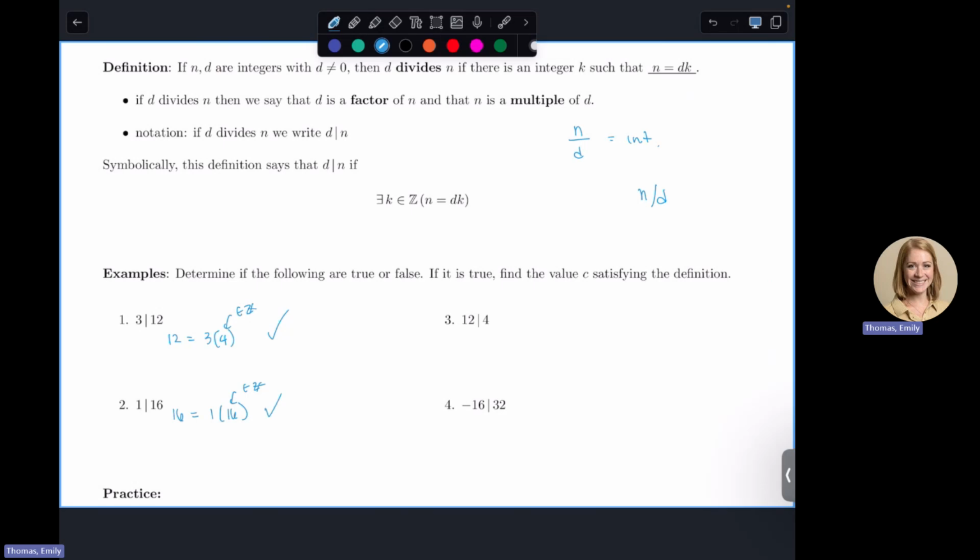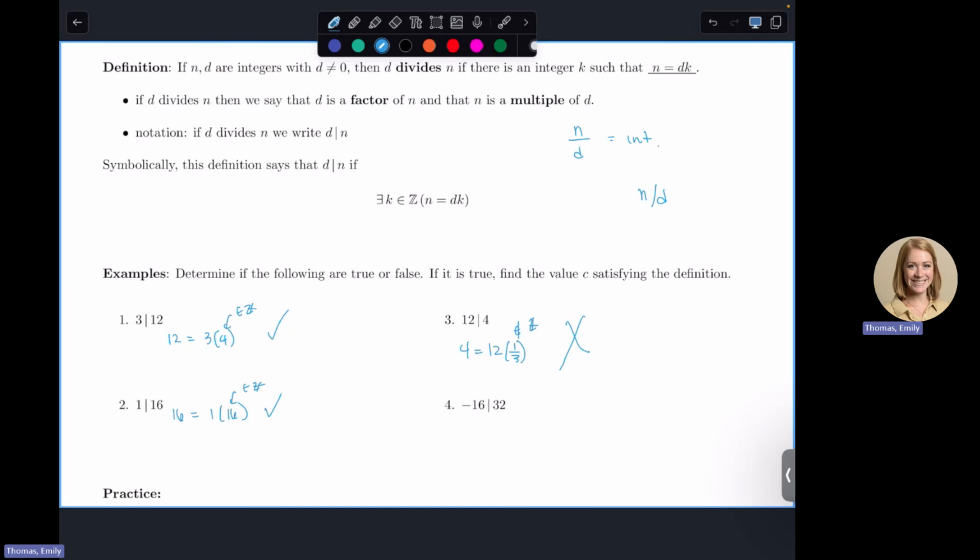Does 12 divide evenly into 4? The answer is no. 4 would be 12 times a third. That's a half, sorry. This would not be an integer. Oh gosh, things got really rough there. 12 times 1/3 is not an integer, so this would not be true.